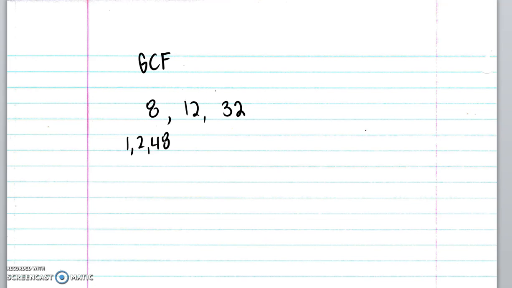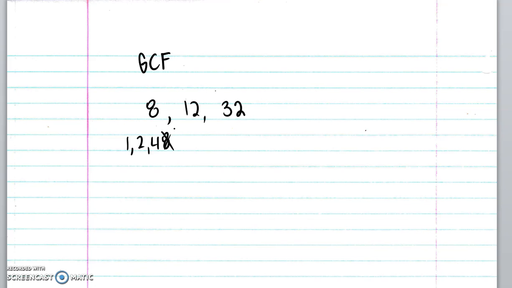Of course, it goes into 8 evenly. 8 divided by 8 is 1. It doesn't go into 12. So 8 cannot be the greatest common factor of 8, 12, and 32. So we know it can't be 8, so we're going to work our way downward. We're starting with the biggest number and working our way downward, because if we start with the biggest and work our way down, the first one we hit that works will be the biggest automatically.